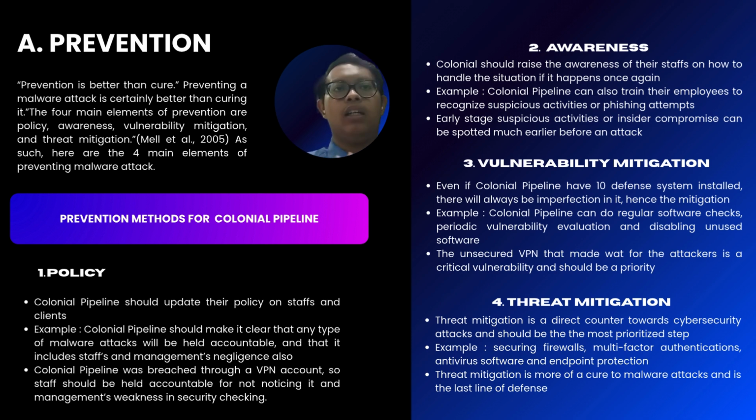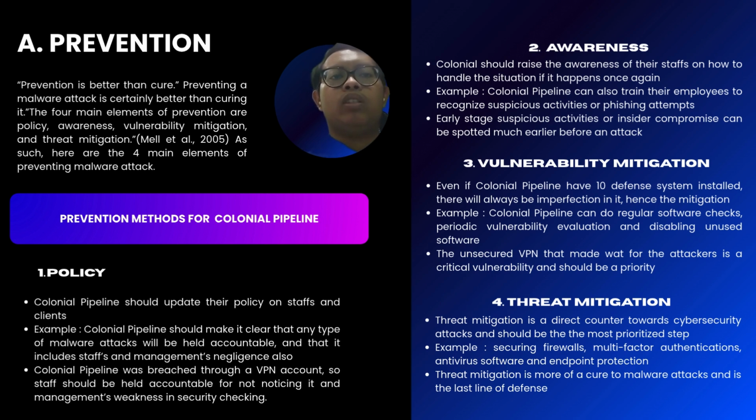Now, as such, here are the 4 main elements of preventing malware attacks. First one is policy. Colonial Pipeline should have updated the policies on staffs and clients. For example, Colonial Pipeline should have made it clear that any type of software attacks will be held accountable, and that is to include both the staffs and the management for it.